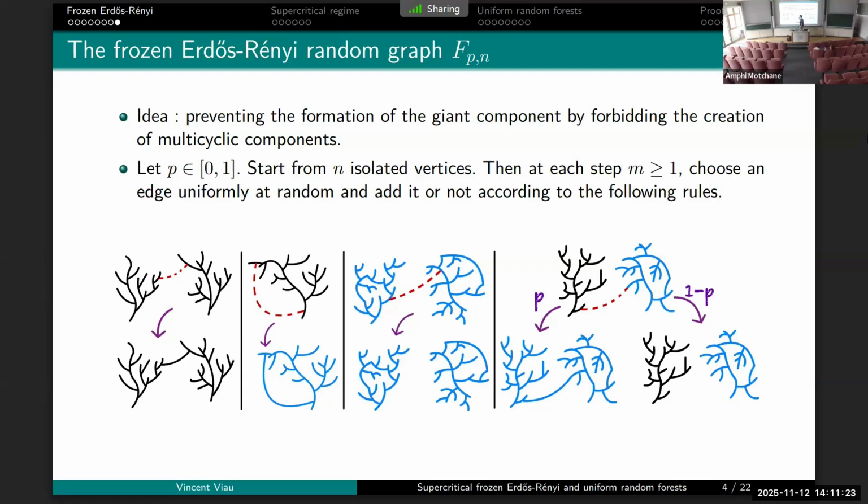Okay, so for example, if p is equal to 0, you will never connect a tree with a unicyclic component. So in the case when p is 0, the evolution of the unicyclic components is completely stopped as soon as the cycle appears. And in the opposite case, when p is 1, the only discarded edges are the ones connecting frozen components. Okay, so that is all for the definition of the frozen Erdős-Rényi model.